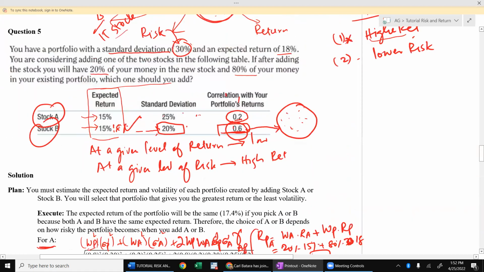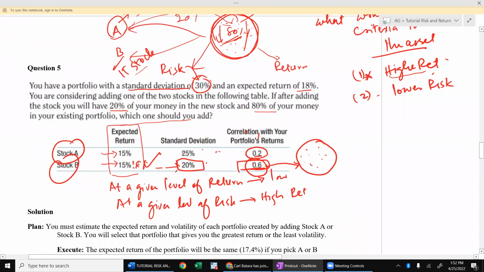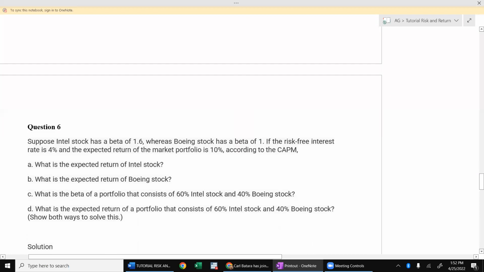You have to remember one thing from this question: when you are making a portfolio, the most important thing that you will see is the correlation between the individual asset and the market portfolio. This is called the correlation that you need to look at. Okay, next question.